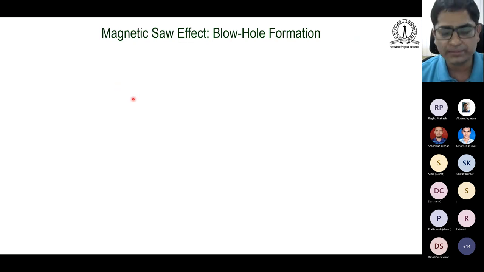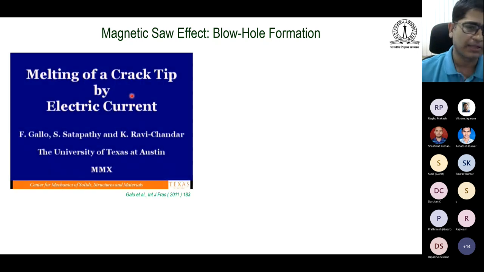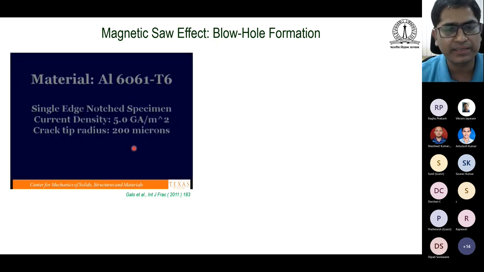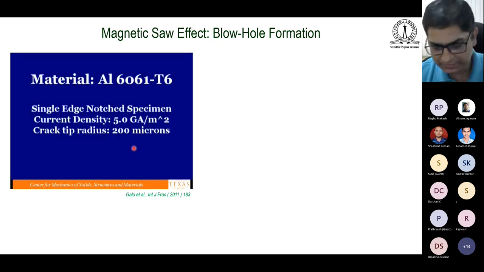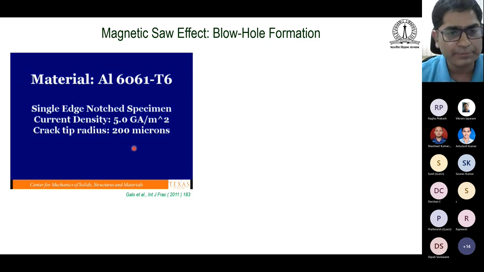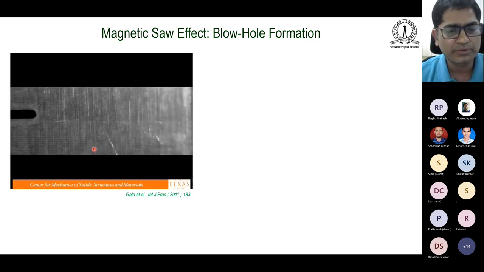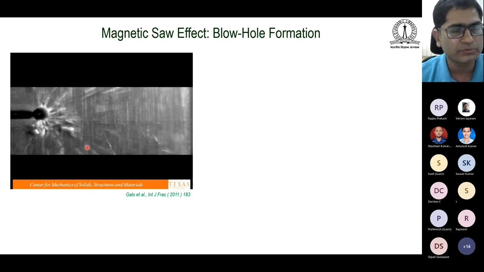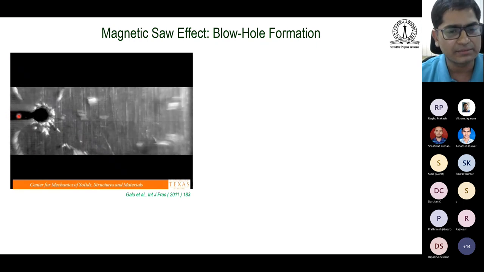And again, this is not something we are looking at for the first time. This has been done from the ages, especially by people who were interested in rail guns. They have been interested in this kind of problem for a very long time. So this is one picture from Professor K. Ravichander's group at UT Austin. And what you see here is a crack in a steel.